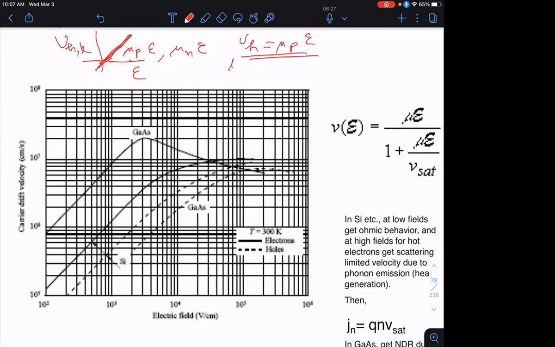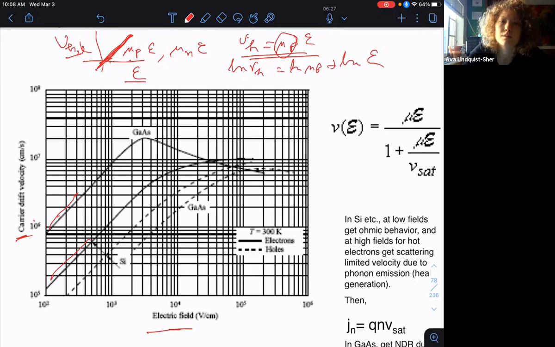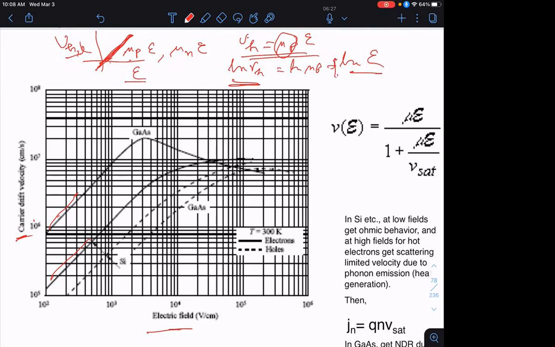If I take log of V, then that would be log of mu p plus log of E. So now if I plot log of the velocity as a function of log of the electric field, I expect a straight line. What is the slope of the straight line going to be? On a linear plot, as shown on the top, what does the slope correspond to? If I plot velocity as a function of electric field, the slope is the mobility, mu p. But on a log-log plot, the slope is 1, right?